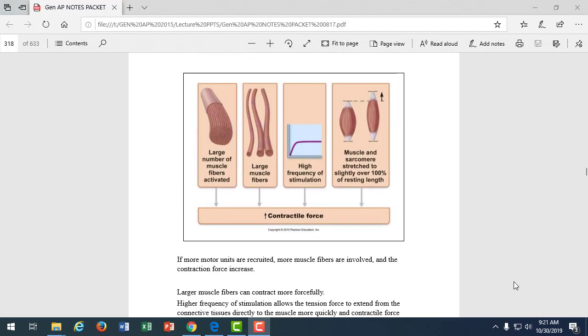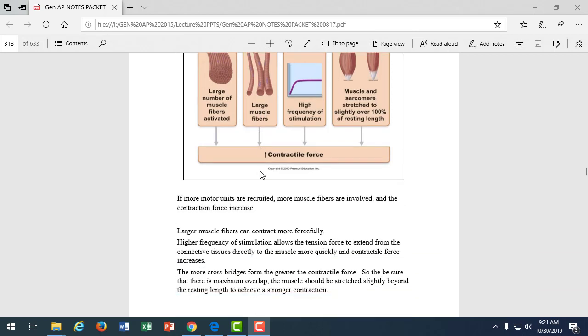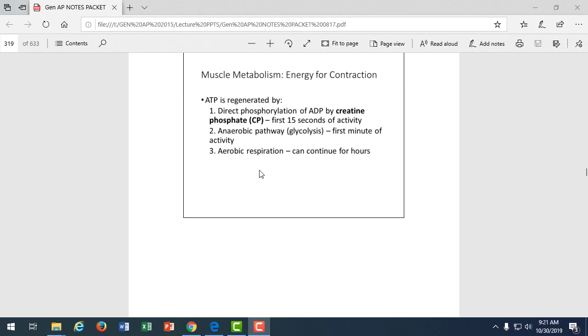So we talked last time about things that influence the force of contraction. We talked about how a motor unit with a large number of muscle fibers has a stronger contraction than a motor unit with fewer muscle fibers. So the larger the number of muscle fibers recruited to an activity, the stronger the contractile force. And then the larger the muscle fibers themselves, like a person who does weight training has larger muscle fibers, not more muscle fibers, right? Okay, so we talked about muscle metabolism.